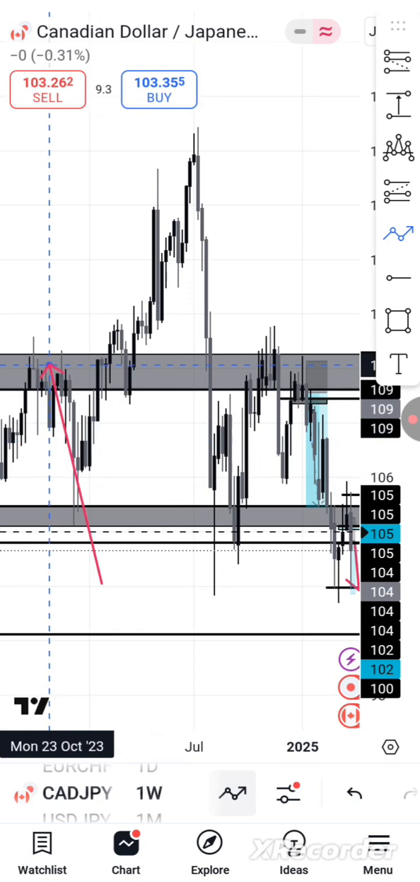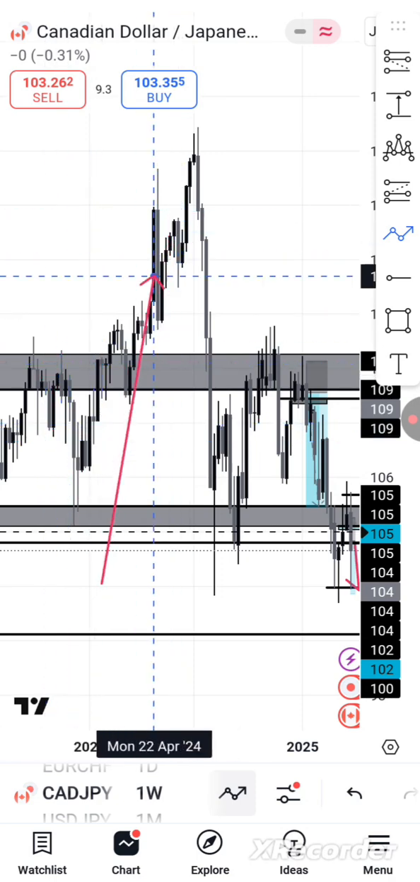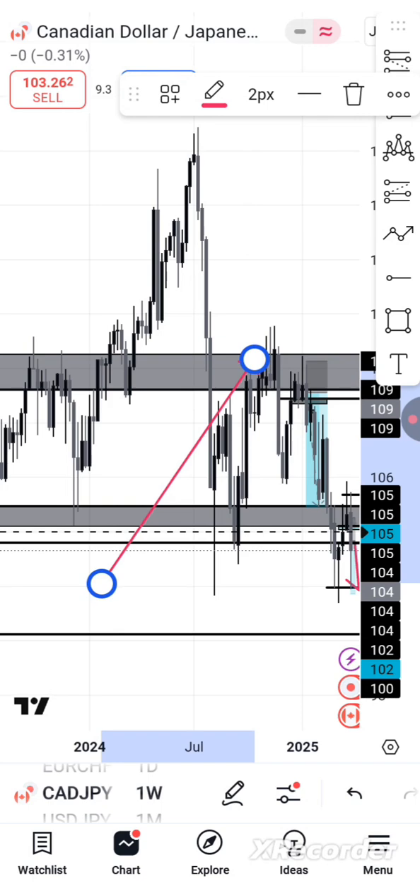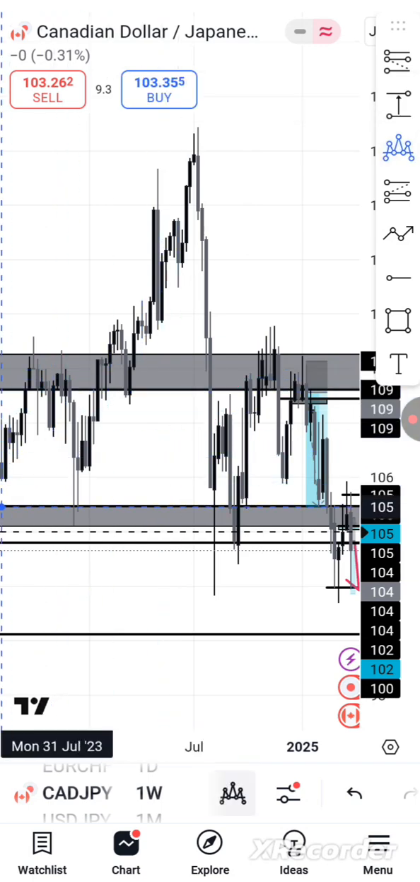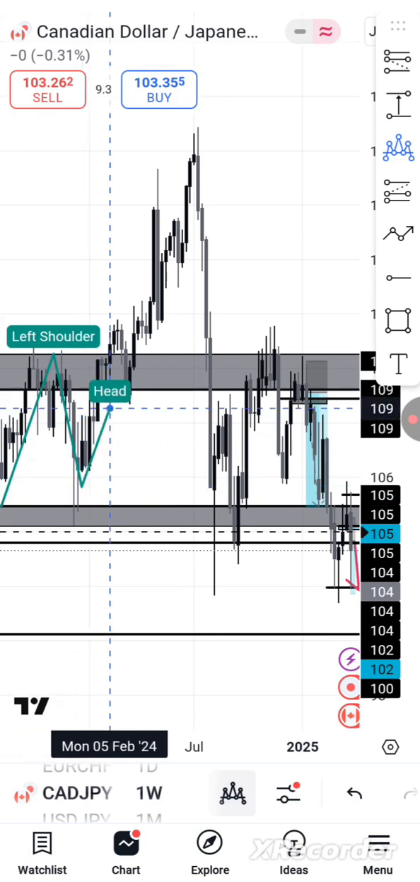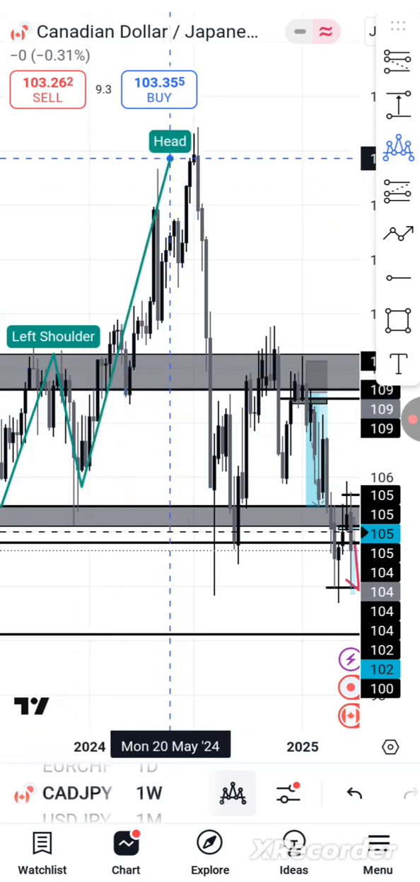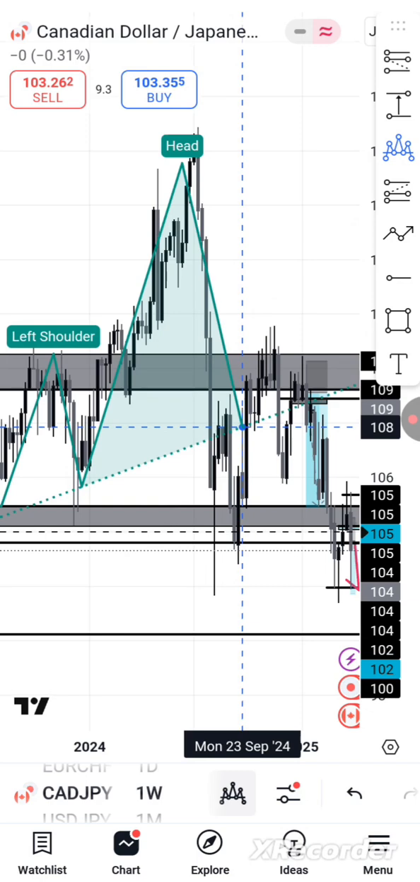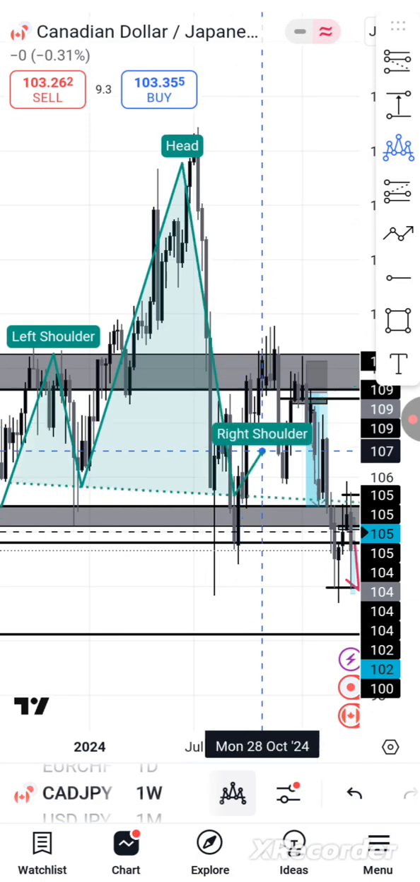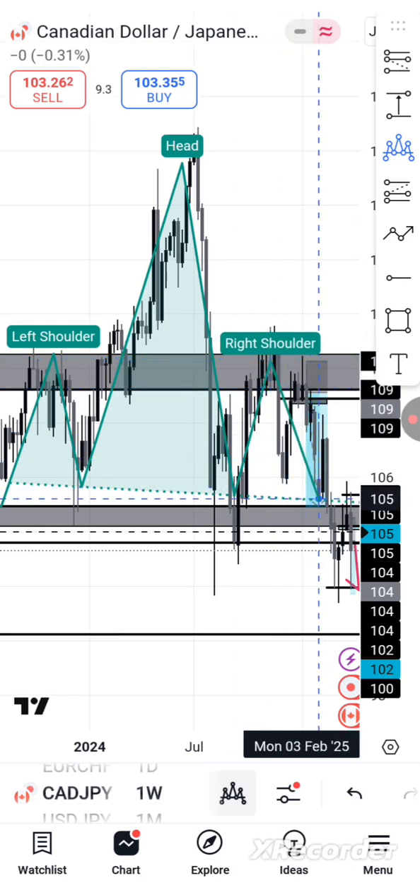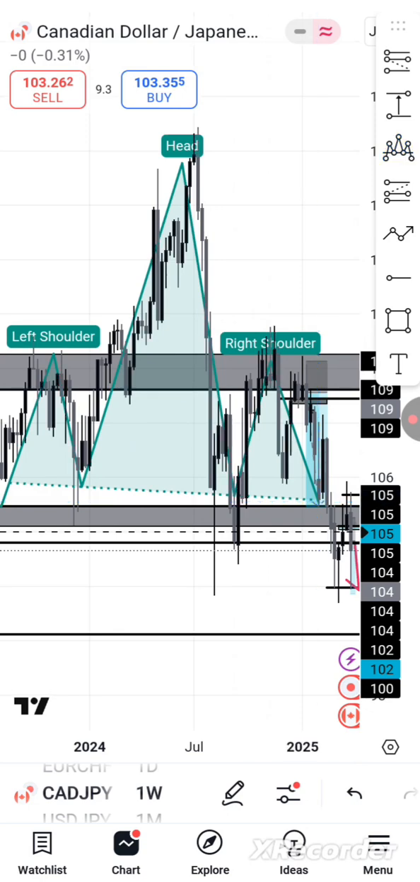So if you see, you have a left shoulder, a head, and a right shoulder here. Let me show you perfectly for you guys to see. Alright, this is it. We have our left shoulder here, we have our head here, and after that we have our right shoulder here. Can you guys see it clearly? Left shoulder, head, and right shoulder.